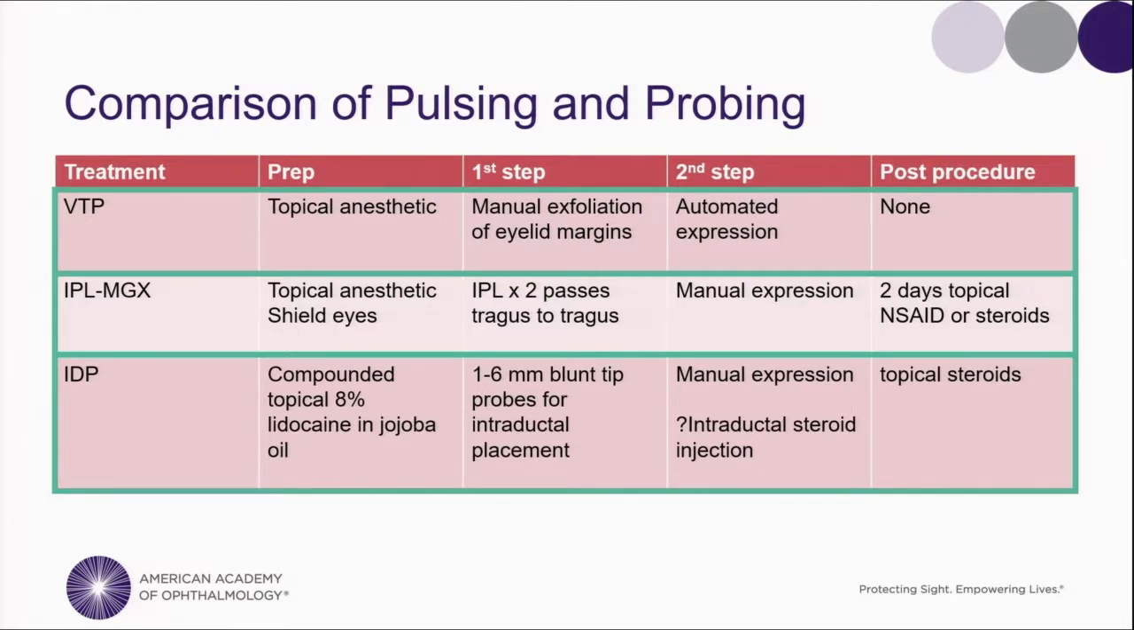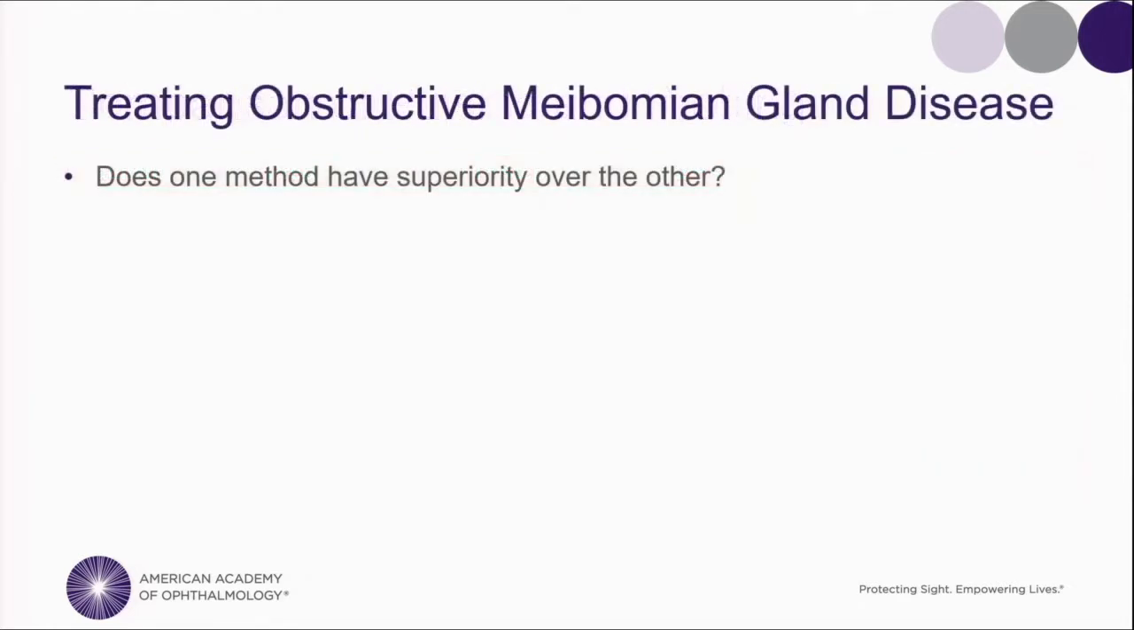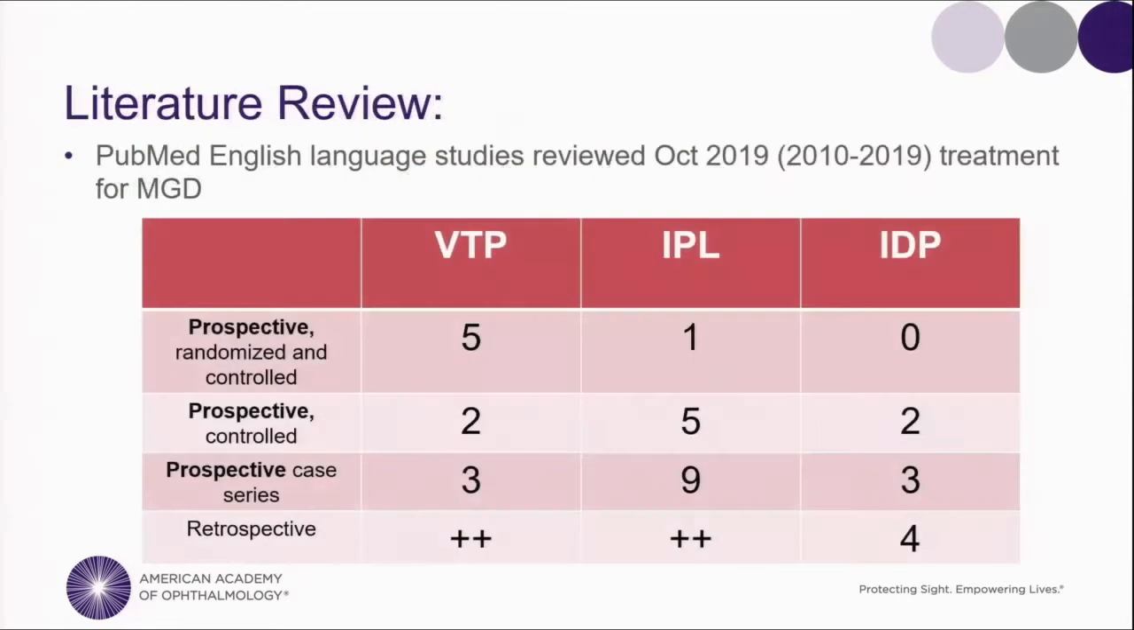Intraductal probing starts out with compounded topical 8% lidocaine and jojoba oil, followed by 1 to 6 millimeter blunt tip probes for intraductal placement, and then usually followed by manual expression, possibly intraductal steroid injection, and then topical steroids. So, does one method have superiority over the other? Let's look to the literature.